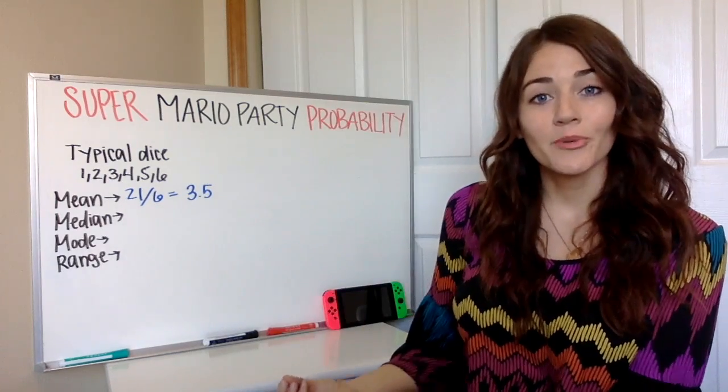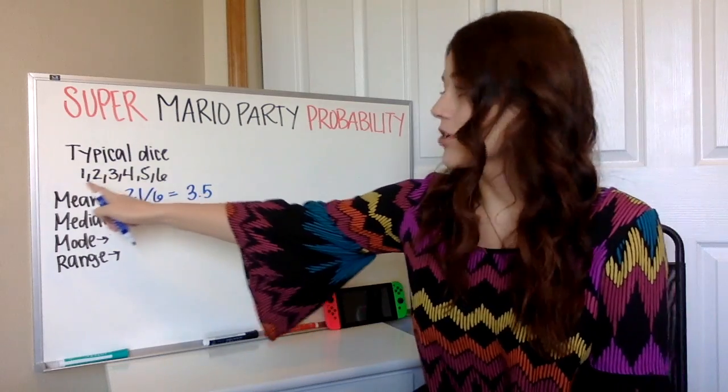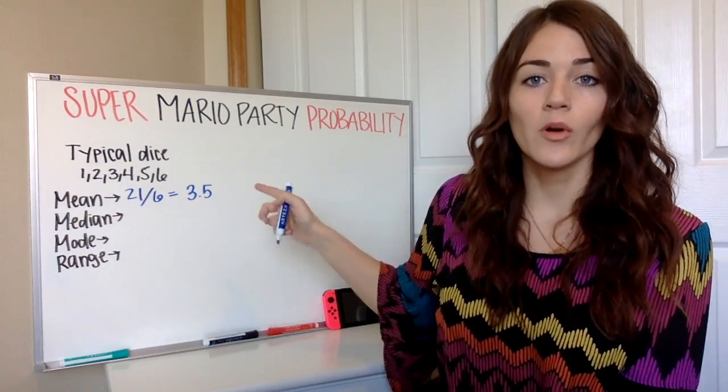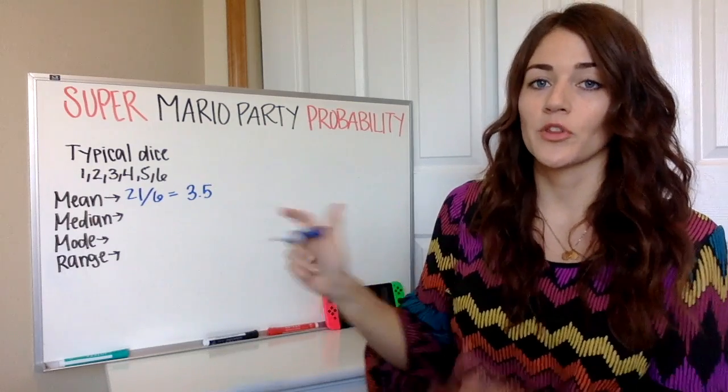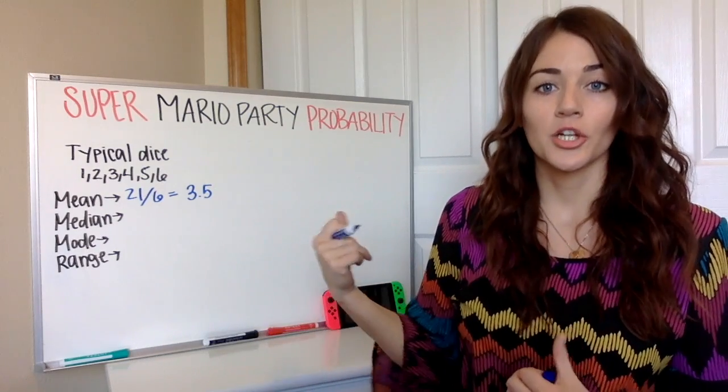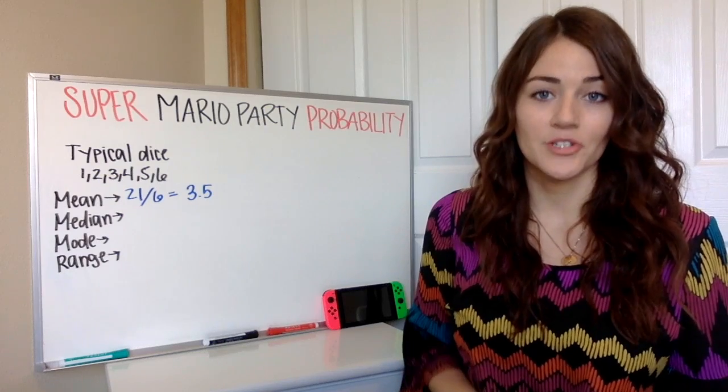Which you probably could have predicted that that was the average just by looking at it because it's just 1 through 6 in a row. But when we get to our character dice where they're not in order like that, you're going to want to make sure you know how to use that strategy.